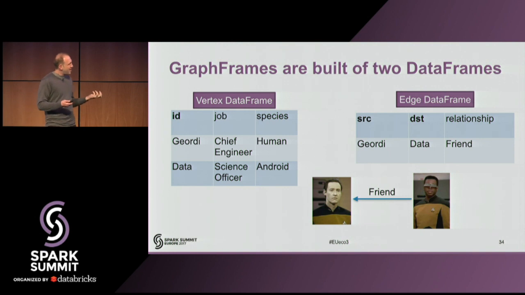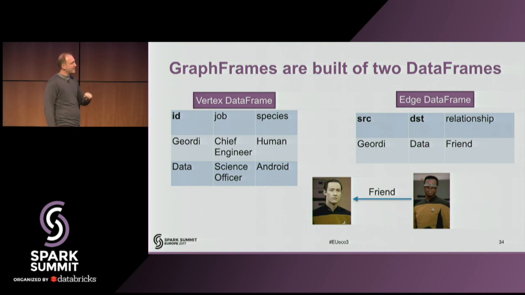So for example, whenever you're making a GraphFrame, you only need two different DataFrames to build it up. One is your vertex DataFrame, and the other is your edge DataFrame. And within these two DataFrames, the only columns that you are required to have are the ID column for your vertices and the source and destination columns of your edge DataFrame.